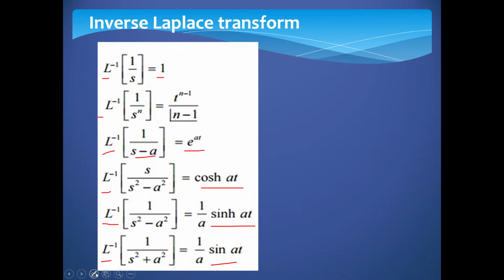So these formulas you can directly get from the internet. You just search inverse Laplace transformation formula. Just type in Google inverse Laplace transformation formula, and you will get this. I have mentioned only a few formulas here.